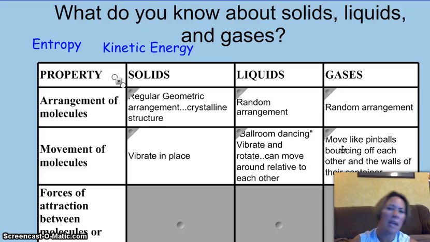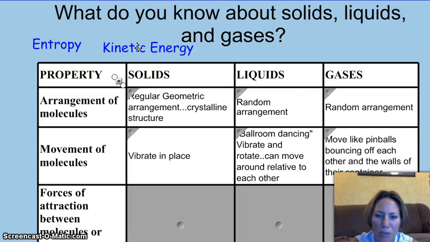And gases, the atoms move like pinballs, bouncing off each other. They definitely have the most motion. The atoms look the most energetic in the gas phase. And the reason they look the most energetic is because they are the most energetic. In the gas phase, the atoms have the most motion.